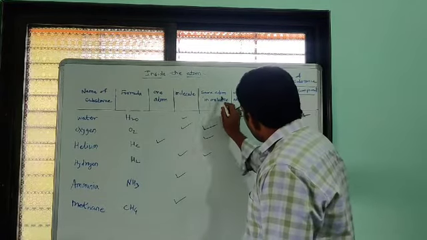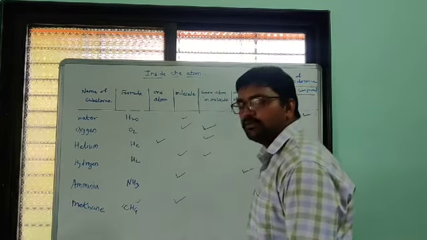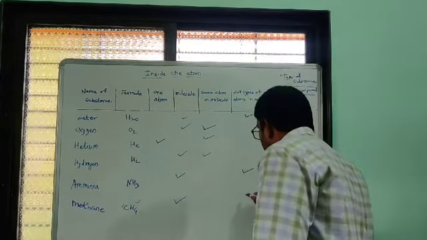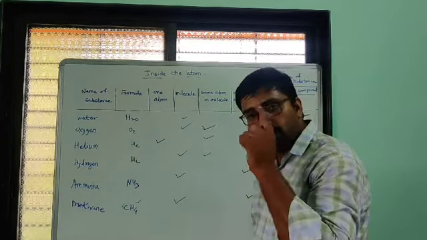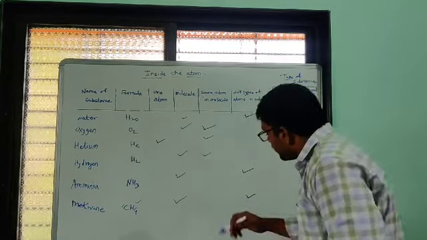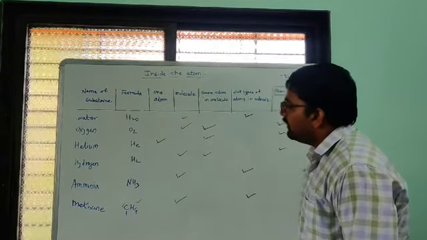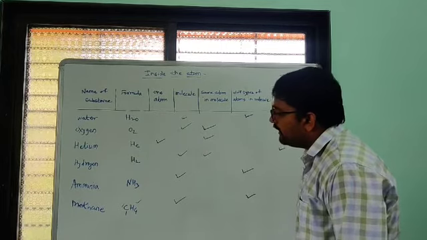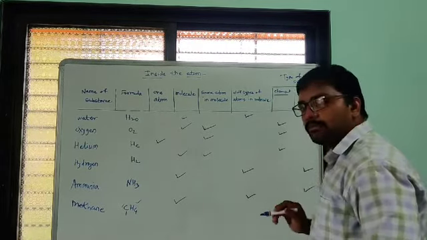Then, same atoms in the molecule? No. Carbon is one type and hydrogen is another type. So these are different types of atoms present in a molecule. And next, is it an element or compound? If different types of atoms are present in one molecule, then such substances are called a compound.